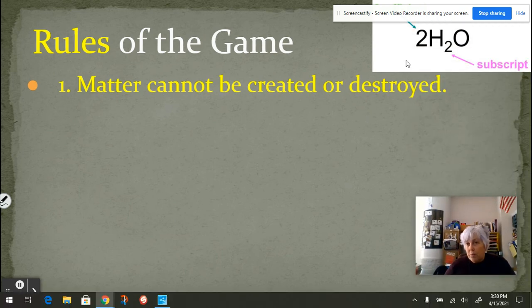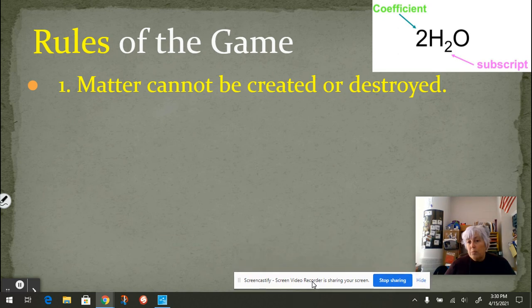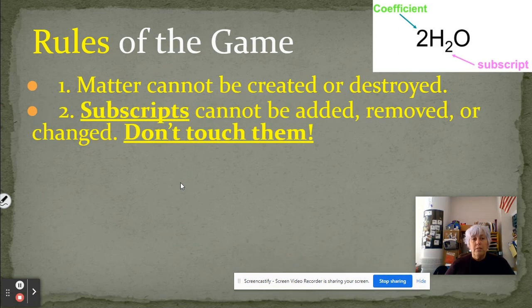So you know how to count atoms using the coefficients and subscripts, and there's still one more thing that we have to do before we can balance equations. There's 4 rules. Really, there's just one. This is the law of conservation of matter or mass. You cannot change these subscripts. If you change the subscript, you've caused a chemical reaction and it's something different.